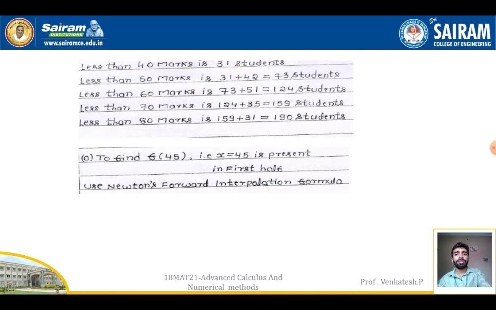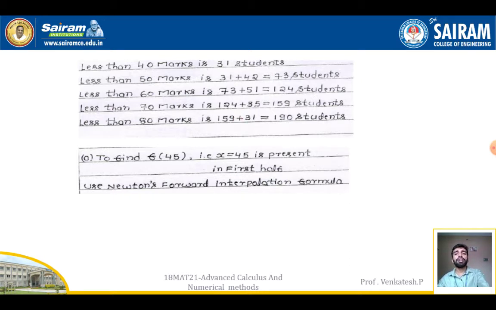So I'll take x naught is equal to 40, y naught is 31, and the marks less than 50 is given by adding 31 and 42, that is 73 here. Again, the marks less than 60, adding for 40, 50, 60, it will be 73 plus 51, it will be 124. Now the marks less than 70 will be 124 plus 35, it will be 159. Next, less than 80 marks, it will be 159 and 31, it will be 190.